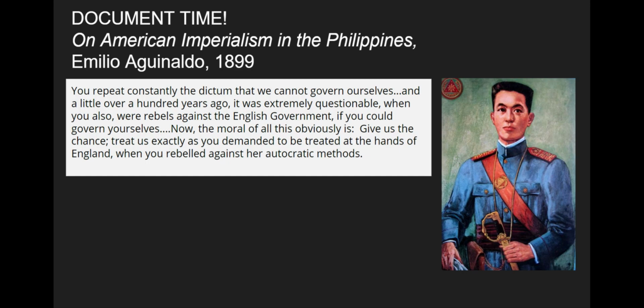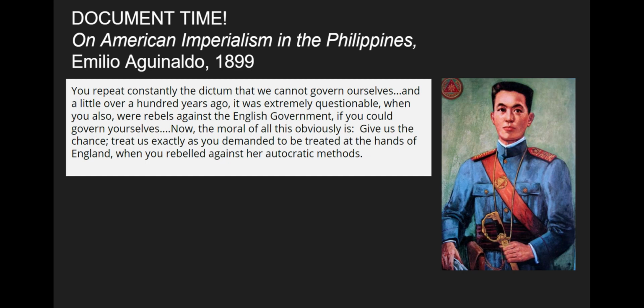And a little over 100 years ago, it was extremely questionable when you, the United States, also were rebels against the English government, if you could govern yourselves. Now, the moral of all of this, obviously, is give us the chance. Treat us exactly as you demanded to be treated at the hands of England when you rebelled against her autocratic methods." So he's guilting us here by remembering the American Revolution.